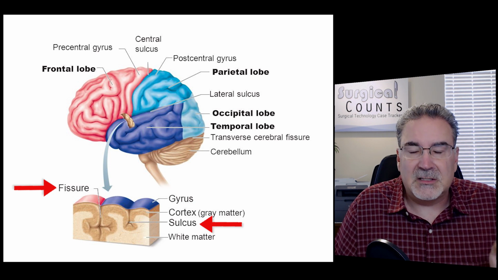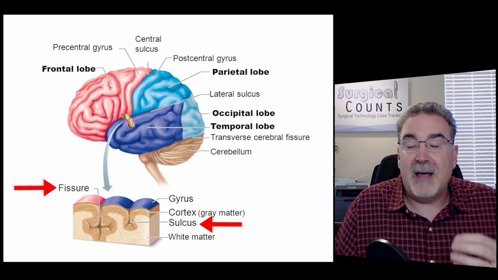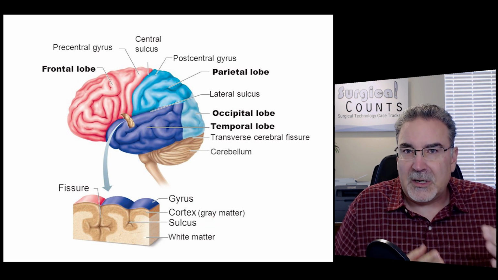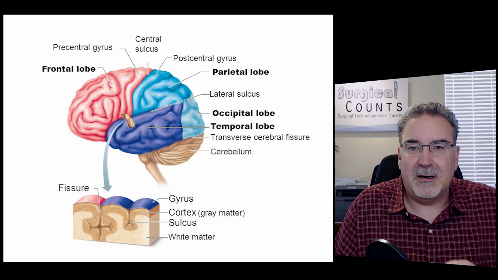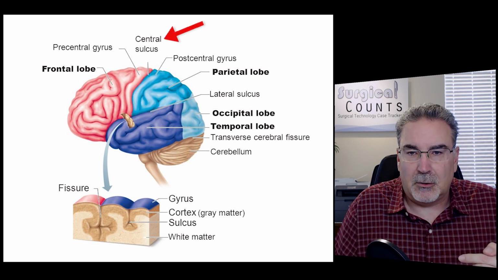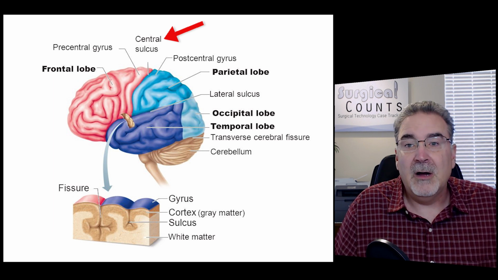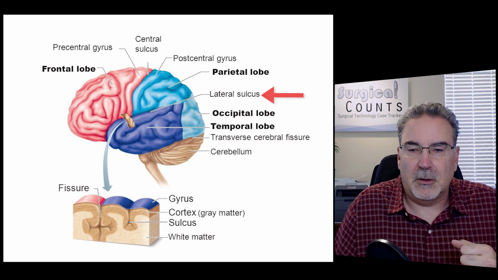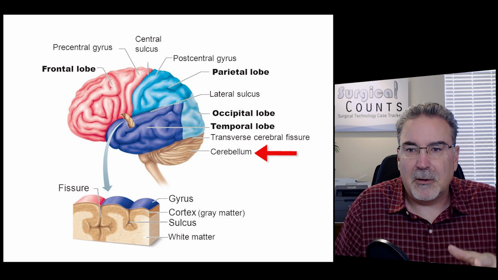You can see several of these sulci across the brain, and many of them are used to differentiate between one lobe and another. So we have the central sulcus, which runs down the side of the brain. That separates the frontal lobe from the parietal lobe. And we also have the lateral sulcus, which separates the temporal lobe from the frontal lobe. Down towards the back, we have the cerebellum, which is considered an old brain.